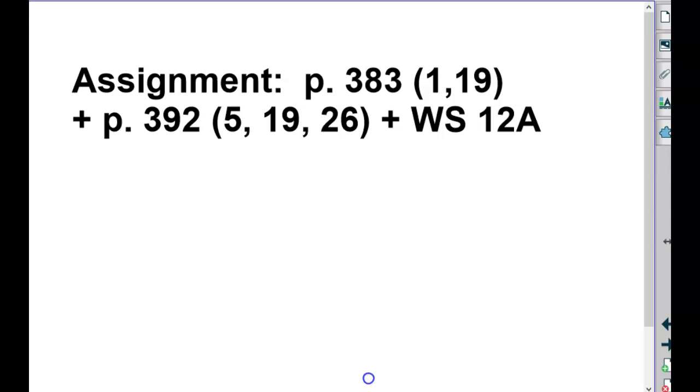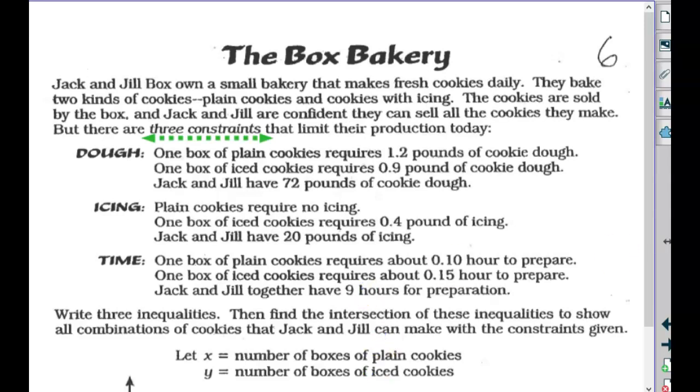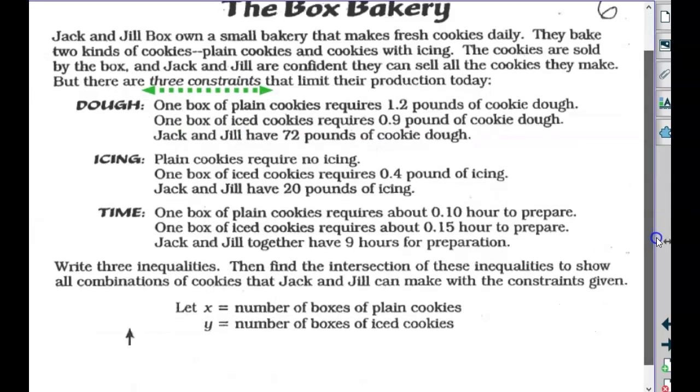Now, there's only 5 homework problems on that tonight. 1 and 19 on page 383, and on page 392, 5, 19, and 26. But you also have to do side A of worksheet 12, because we're going to do side B right now in the 8 minutes that are left. Here we go. Okay. I love this. This is like my favorite thing we do all year.